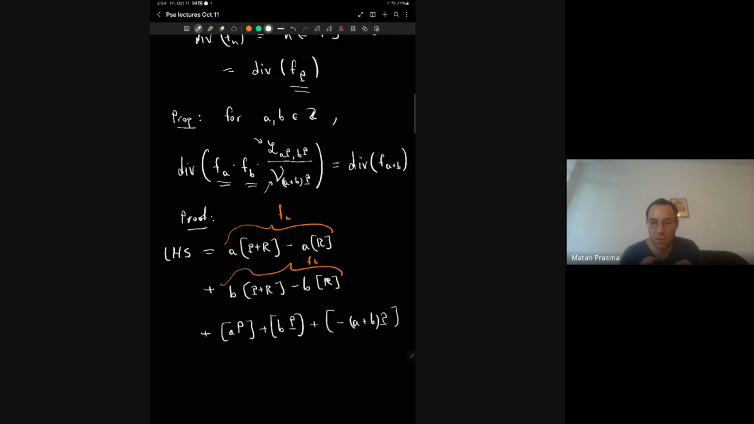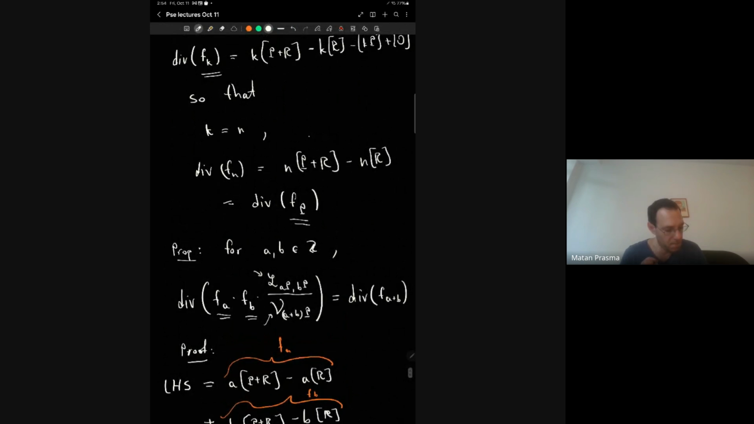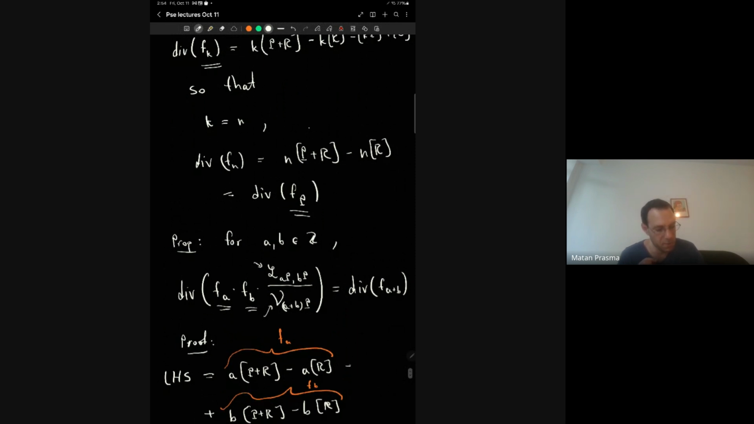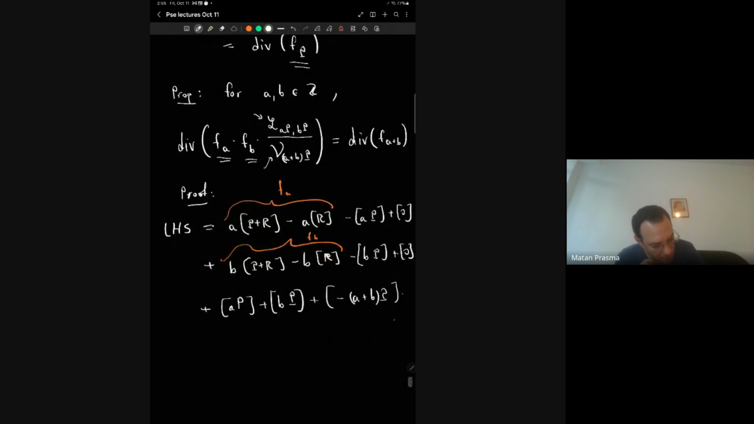Yeah, but I forgot the O's. So here, the divisor of FA is not exactly what I wrote, but rather minus AP plus O. The divisor of FB, I need to subtract BP and add O. And then the divisor of the horizontal line between AP and BP, I have minus 3O. Let me write it here, minus 3O.